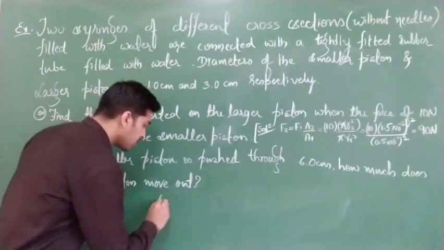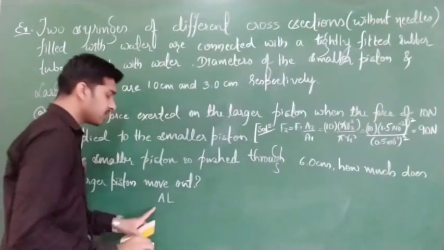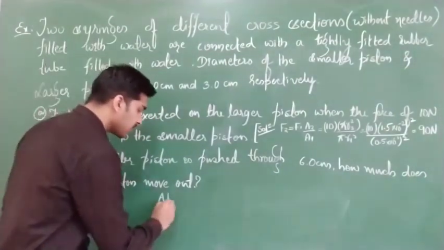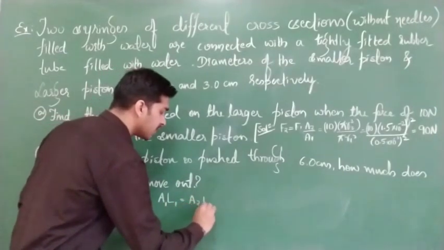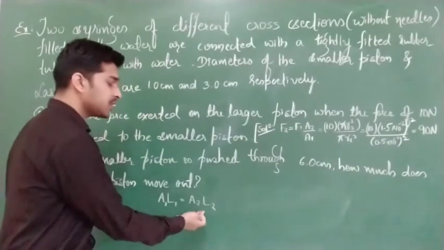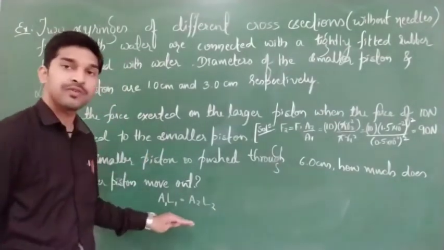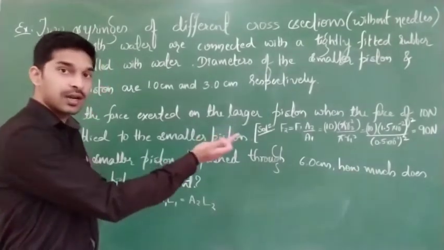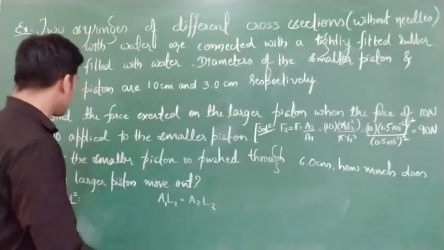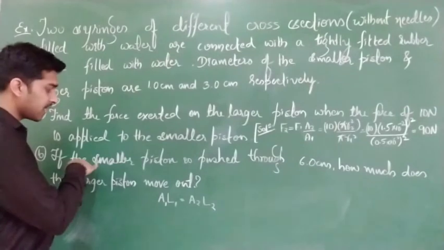So A into L will give us volume. Okay, initial volume A1 L1 is equal to, I will take it as final volume A2 L2. That means these two volumes should be same. That means how much volume we are pushing here, the same value of volume will just be shifted over there. Clear? So now check what all the things we can take from here.